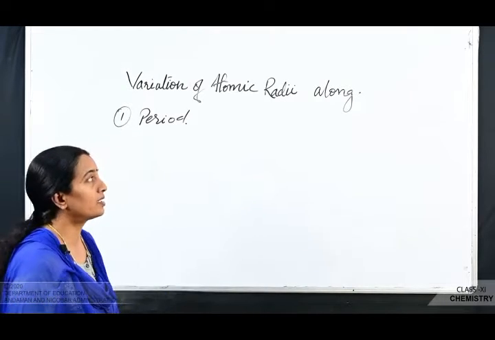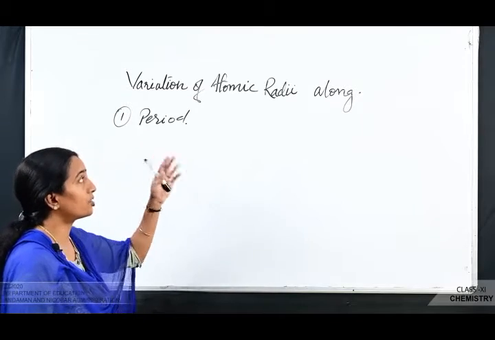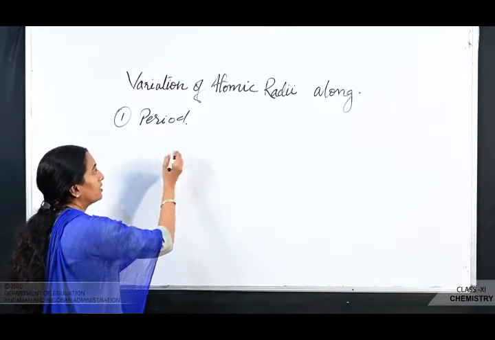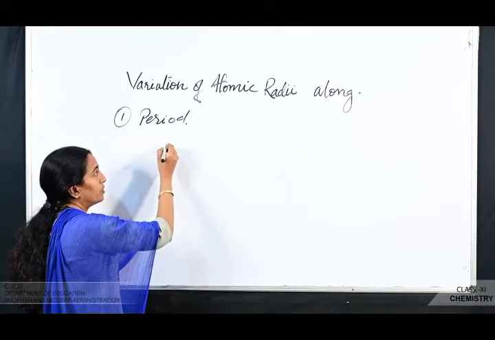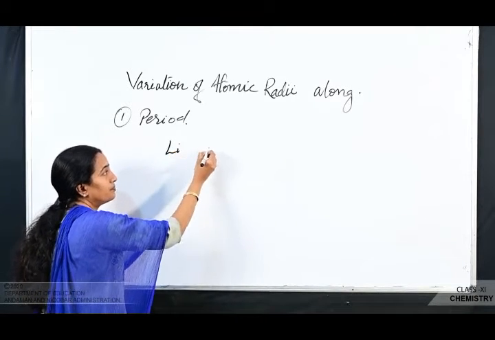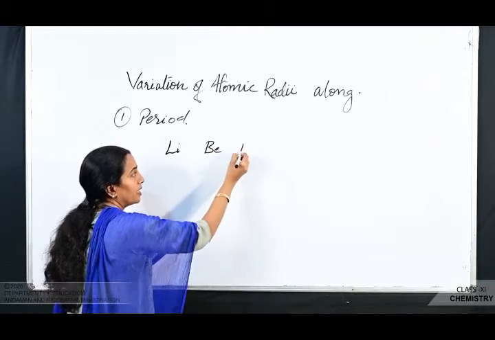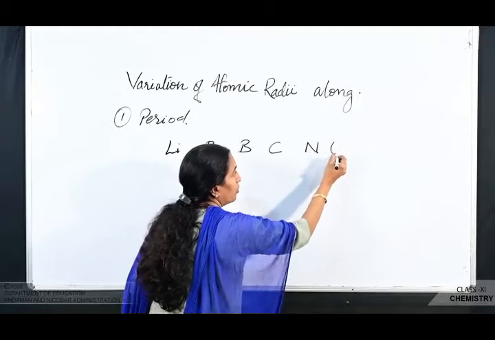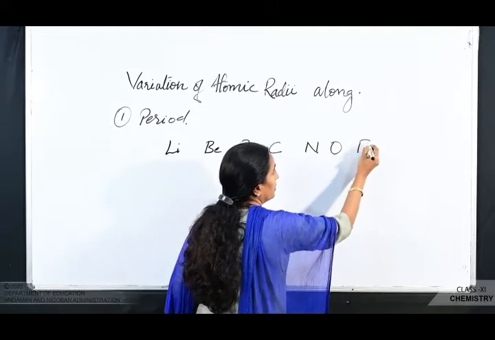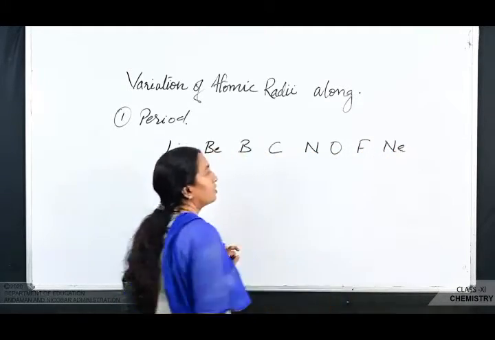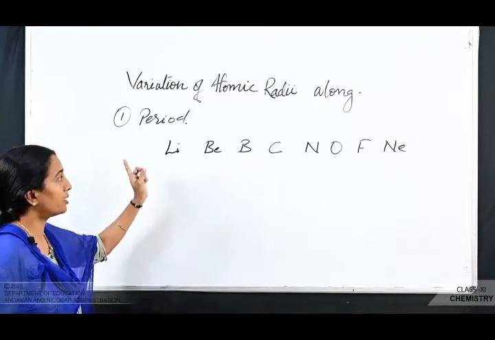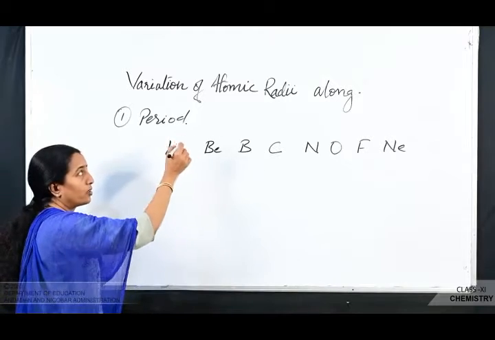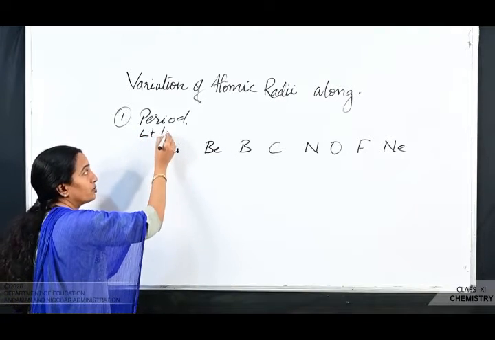Now let's see, today we'll start with the topic, that is the variation of atomic radii along the period. Let me write one period, second period elements I'm going to write, that is lithium, then comes beryllium, then boron, then carbon, then nitrogen, oxygen and fluorine, and last is neon. Whenever we use the word period, because period means horizontal rows, here we are going to use the words left to right.